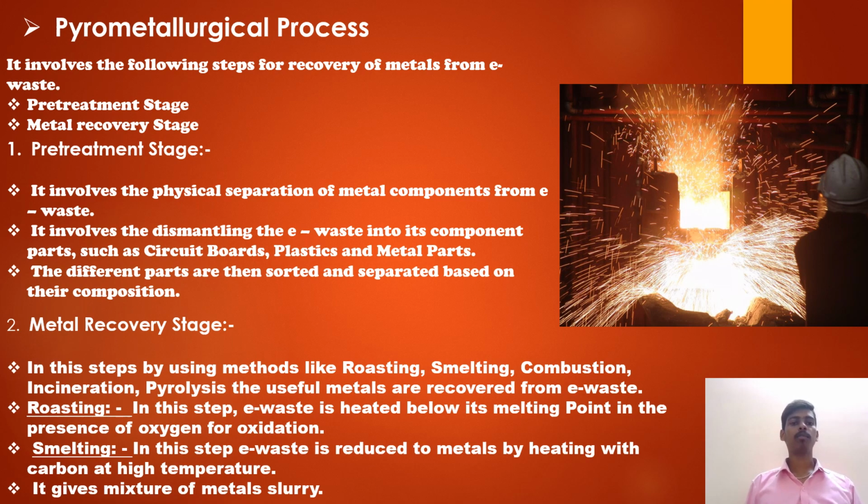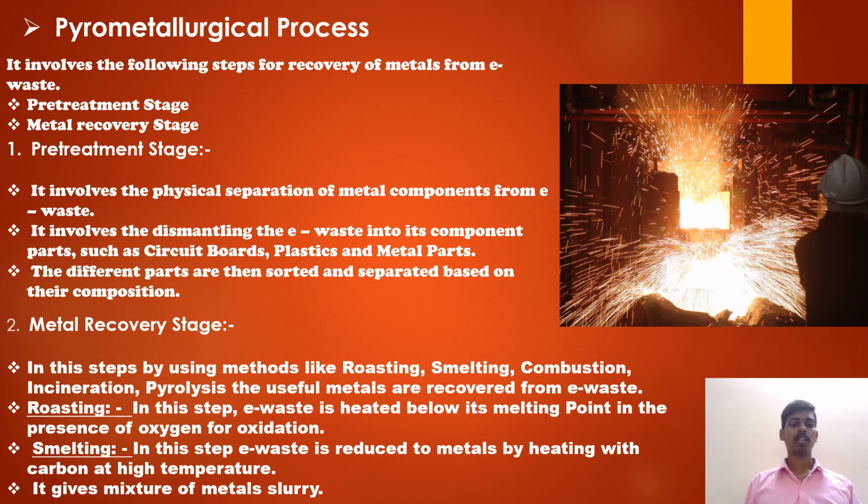Pyrometallurgical process. It involves the following steps for recovery of metals from e-waste. It also has two stages: the pre-treatment stage and the metal recovery stage. In the first one, the pre-treatment stage, it involves the physical separation of metal components from e-waste. It involves dismantling the e-waste into its component parts such as circuit boards, plastic and metal parts. The different parts are then sorted and separated based on their composition.